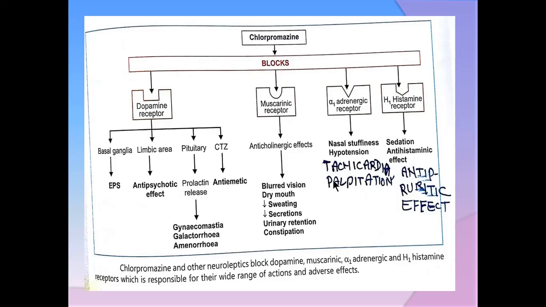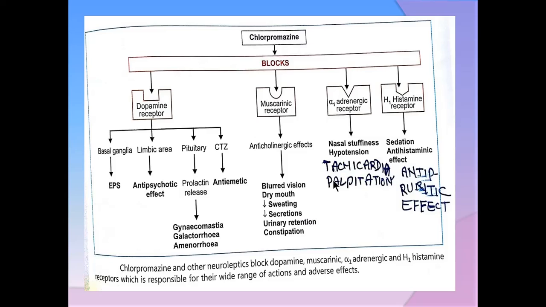Look at this diagram showing mechanism of action of chlorpromazine. It blocks dopamine receptors in the basal ganglia to produce EPS, in the limbic area to produce antipsychotic effects, in the pituitary and hypothalamus to produce prolactin release, leading to gynecomastia, galactorrhea and amenorrhea. It blocks dopamine receptors in the CTZ to produce antiemetic effects.